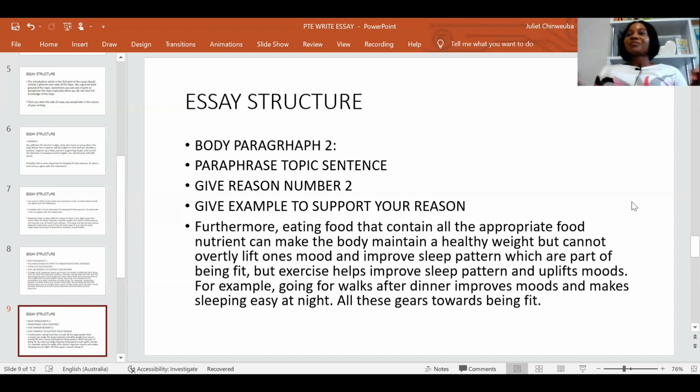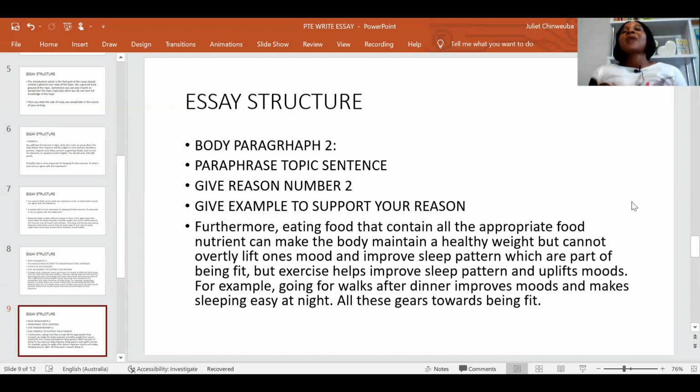That's my grammar here. So this is another reason I'm giving. Because only a healthy meal, which is not bad, cannot overtly lift one's mood. Even if it lifts your mood, to what extent? And can it really improve your sleep pattern? But add exercise to it, even if it's just a little walk around the house or road walk, or maybe a bit of skipping. You find out that you are more fit, you feel better, and it improves your moods and makes sleeping easy at night. And I said all these just towards being fit.